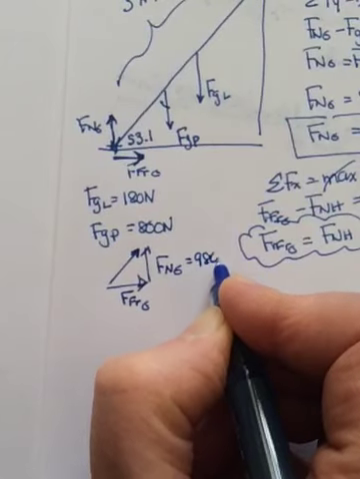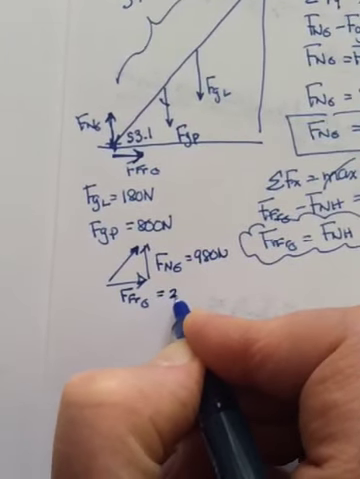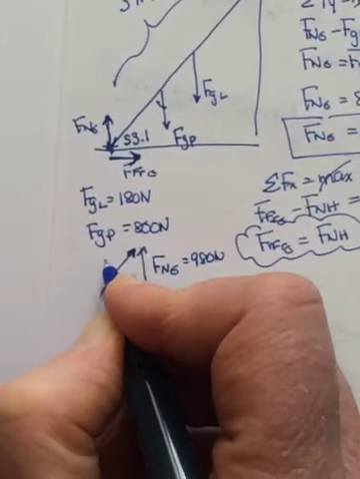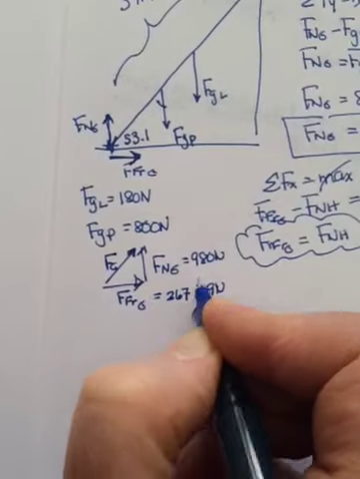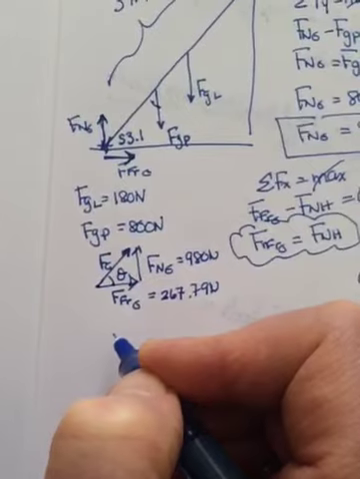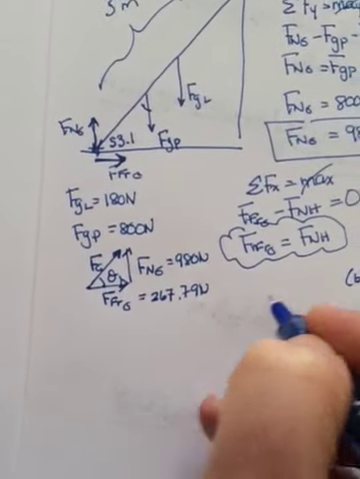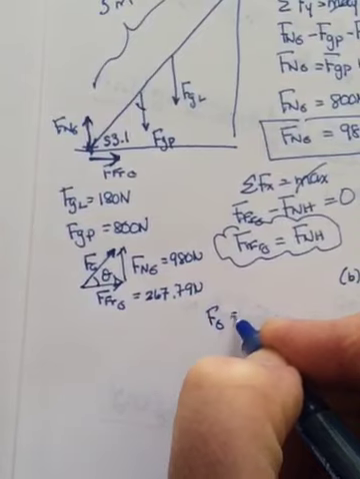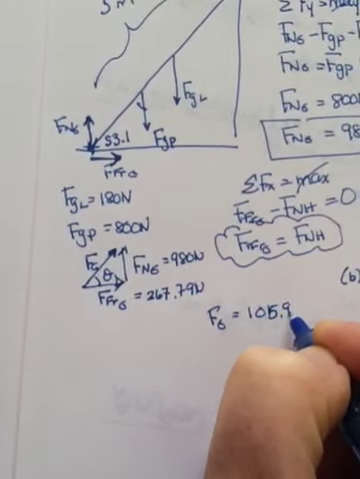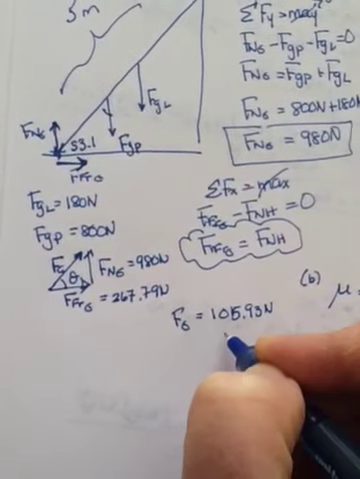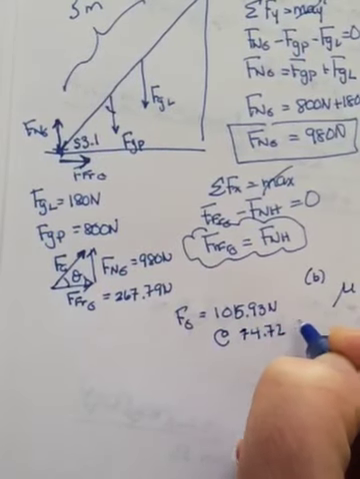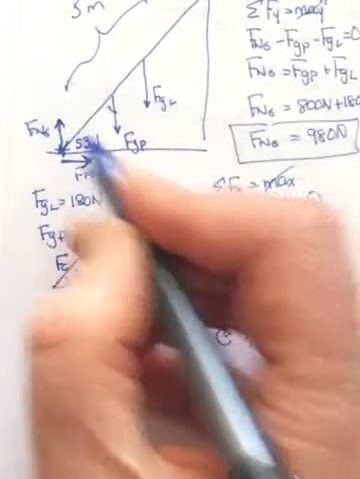So this is your 980 newtons, and this one is your 67.79 newtons. And what they're asking you for is just the force of the ground. So square them, add them together, take the square root, and use tan to find the angle. And that should give you the ground force of 1015.93 newtons, and the angle is going to be 74.72 degrees.